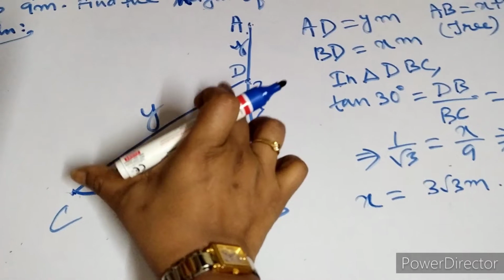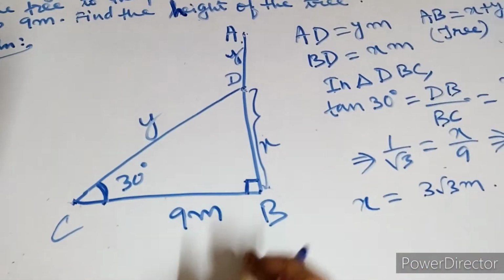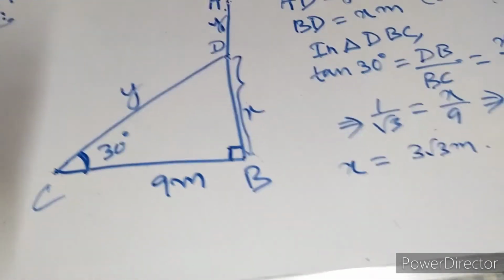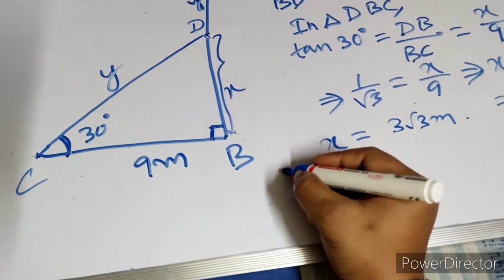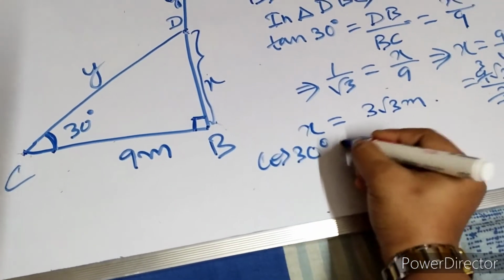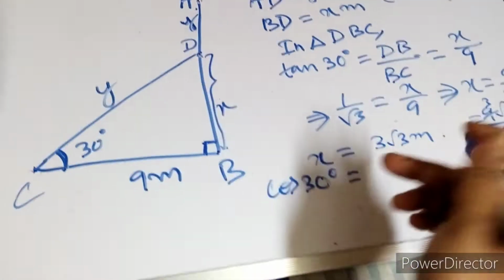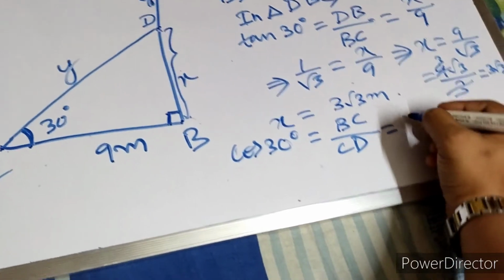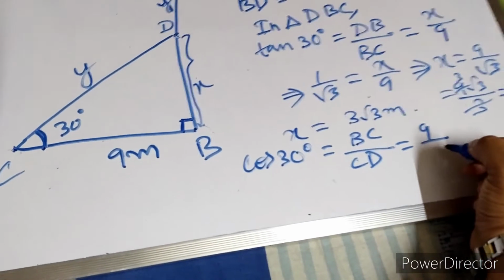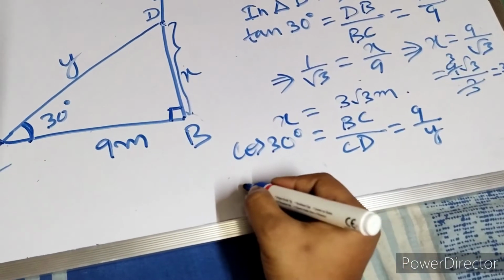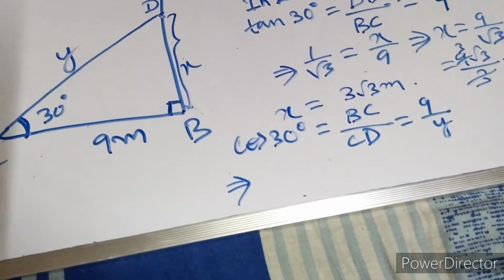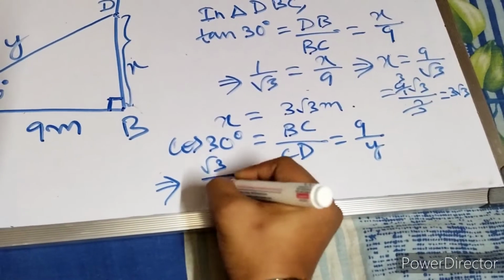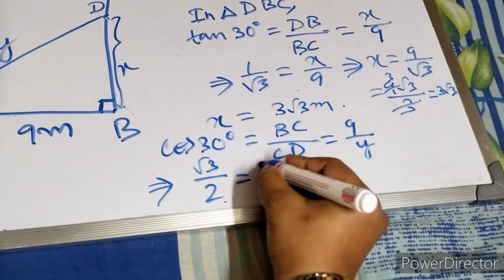So to find out the value of Y, this is the hypotenuse. For finding the hypotenuse, we know this part, this is BC, base. Base by hypotenuse means cos theta, right? So cos 30 degrees equals base by hypotenuse. That means BC by CD. BC is how much? 9. And CD is how much? Y. Now, what is the value of cos 30? Cos 30 is root 3 by 2, which equals 9 by Y.